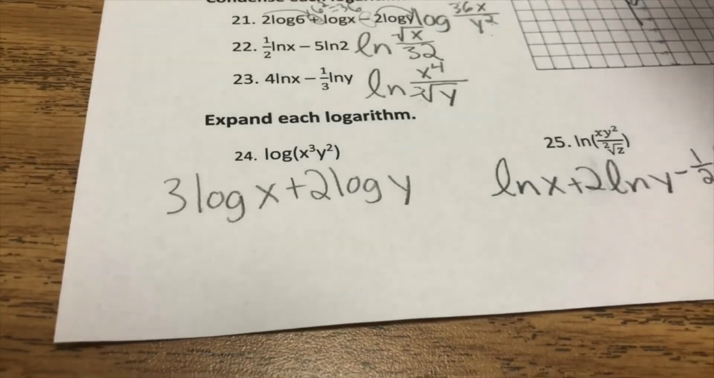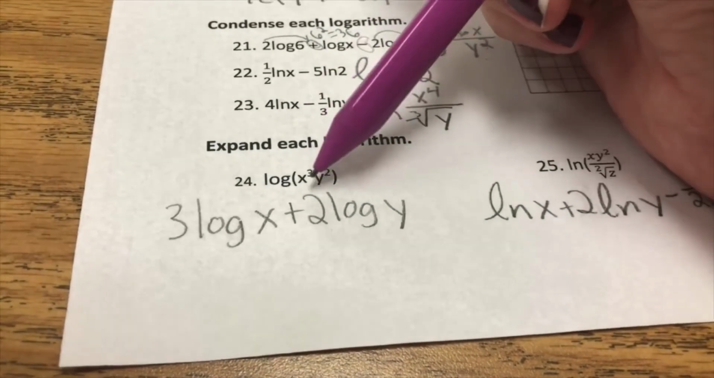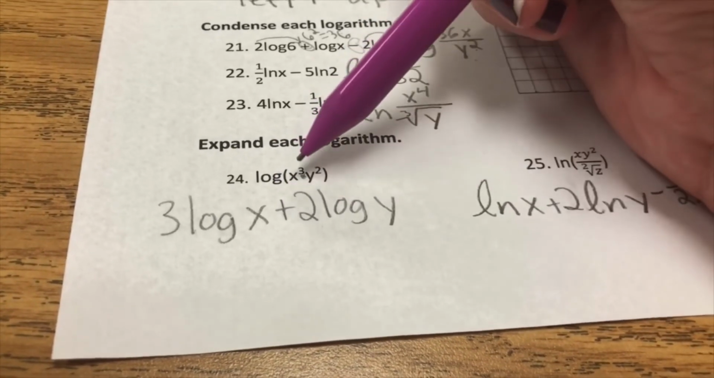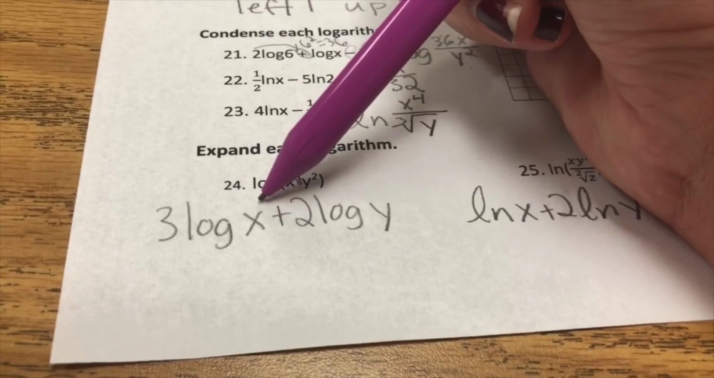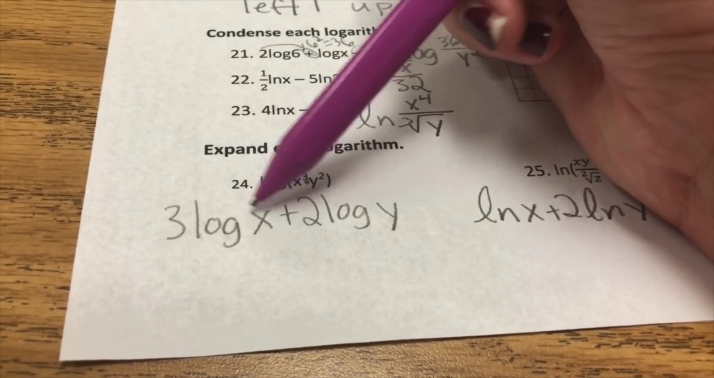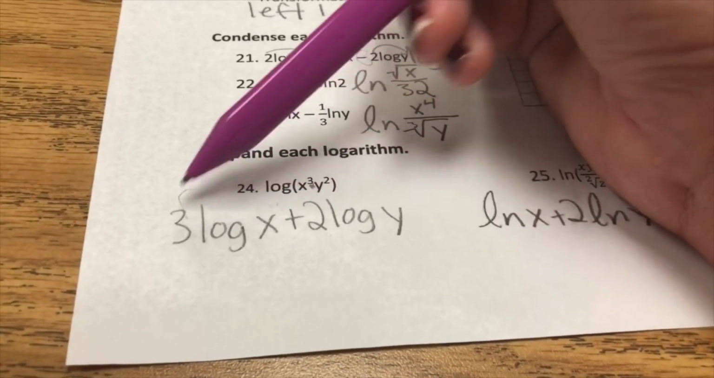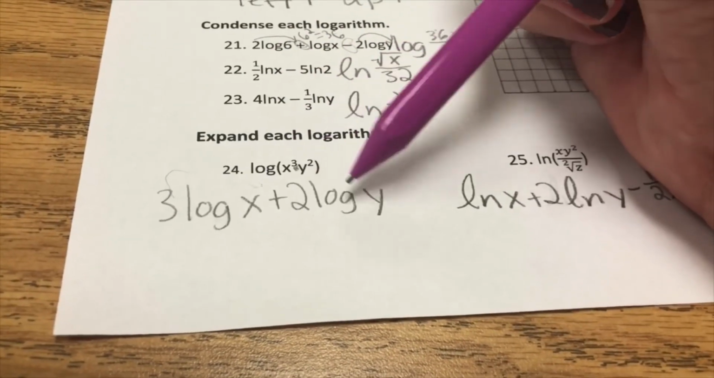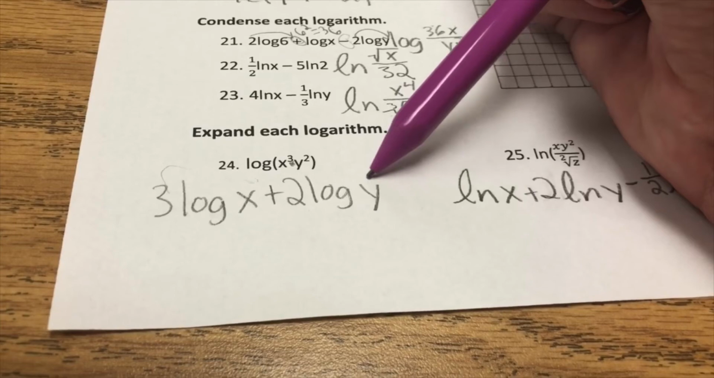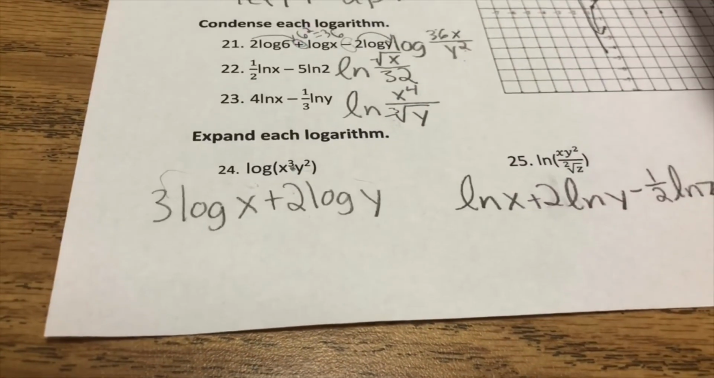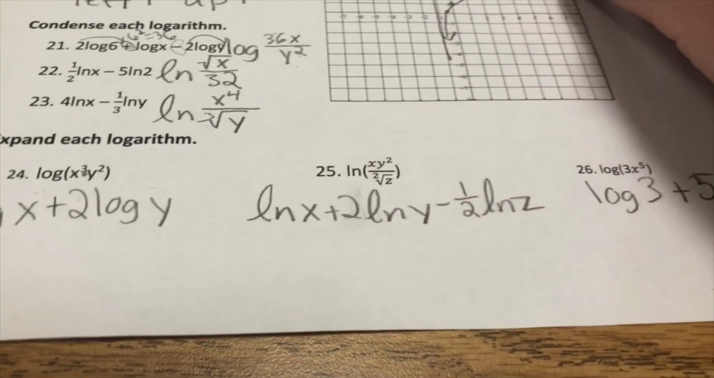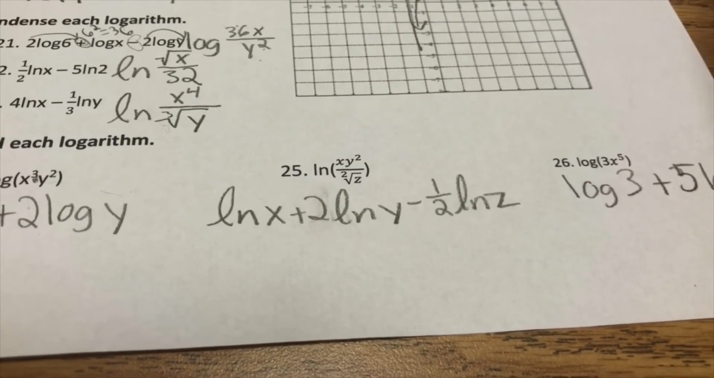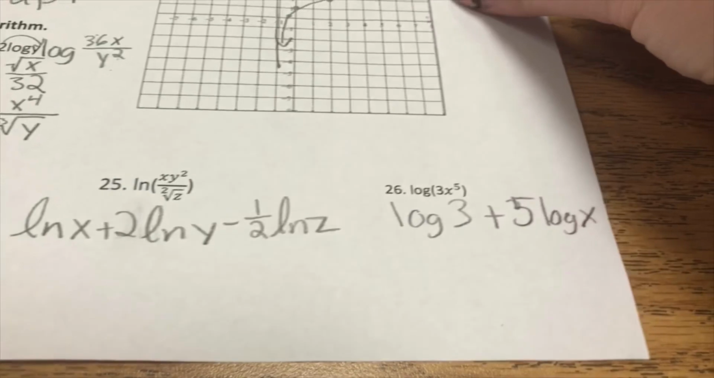24, you're just expanding. So there's multiplication in between here, so it becomes addition. The 3, instead of staying in the exponent of x, it moves out front of that one log. Same thing with a y squared. Instead of a 2 in the exponent, it moves out in front. Similar with 25. And similar with 26.